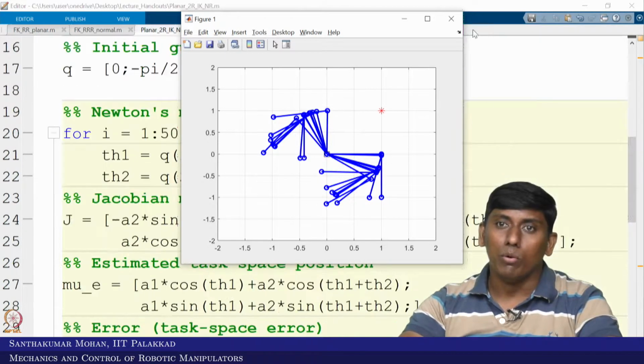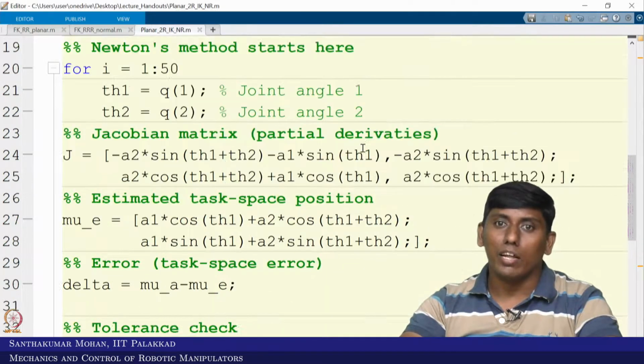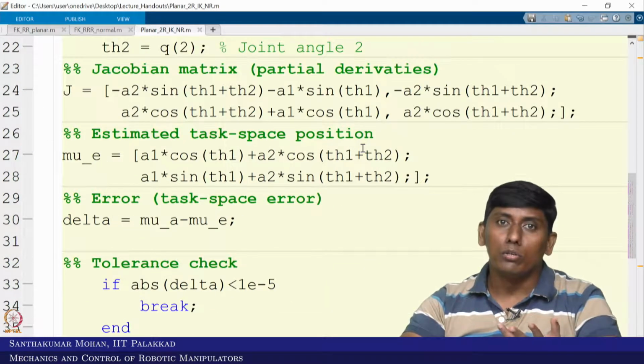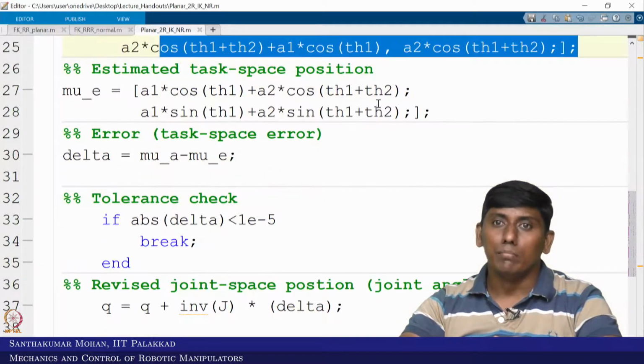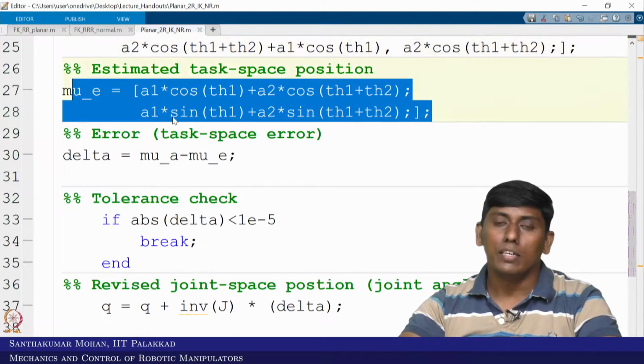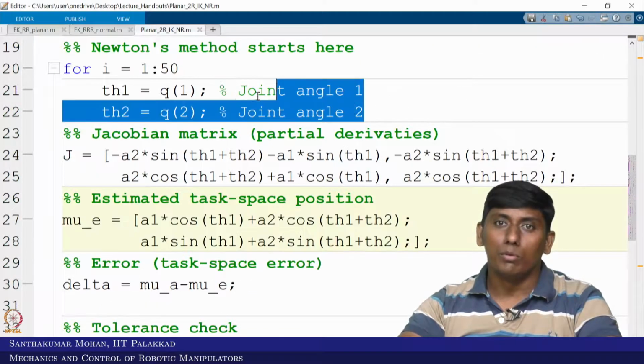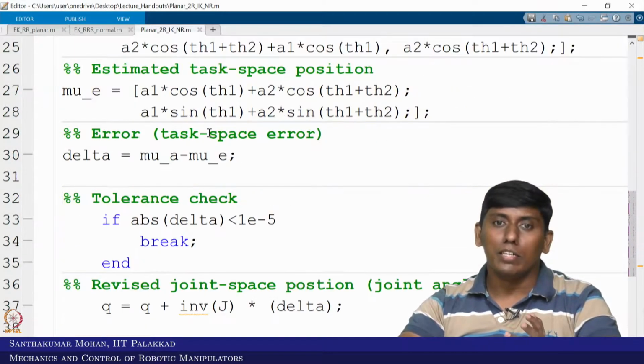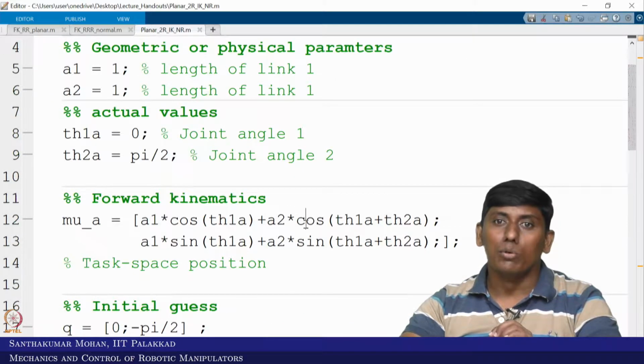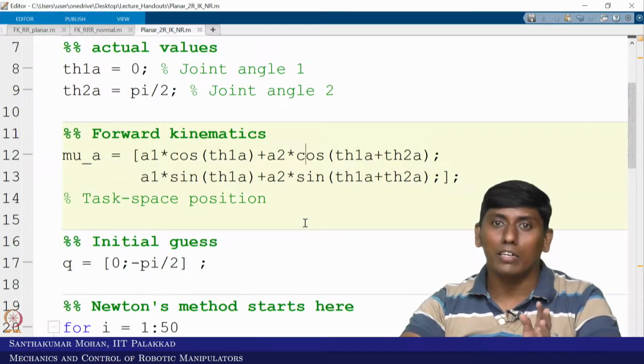You can see that the code we have written is very straightforward. If you want to use any other manipulator, the Jacobian will change, the mu vector will change, and this will change. Everything else remains the same. In fact, this mu actual would be given to you as a direct value.